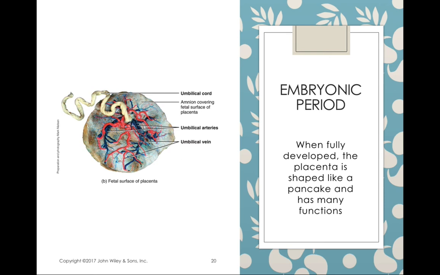Eventually, when fully developed, the placenta is going to sort of look like a pancake. It's going to have the umbilical cord coming off right here, which will contain the umbilical arteries and the umbilical vein. You can see the placenta shown right here.